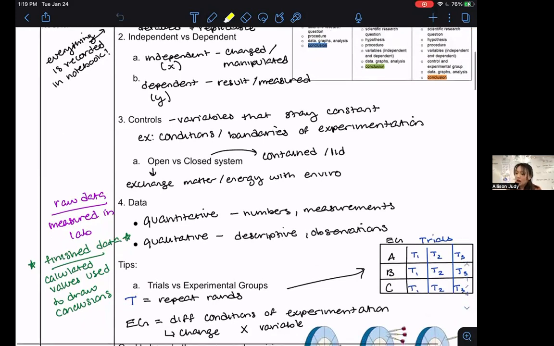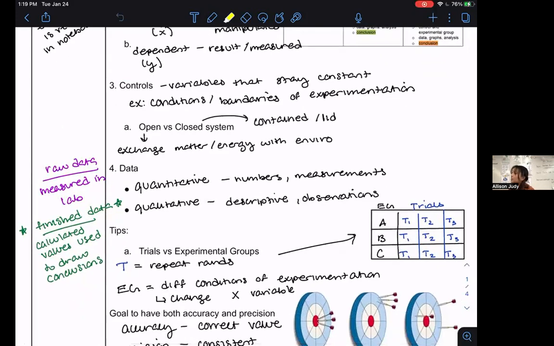Okay. There is the difference between trials and experimental groups. An experimental group, this is more terminology, is the different variations of that independent variable. And then you repeat on trials after trials. So let's say I'm testing if having a certain type of hair makes you a smarter student. My first experimental group would be blonde. My second experimental group would be brunette. My third experimental group would be curly hair.